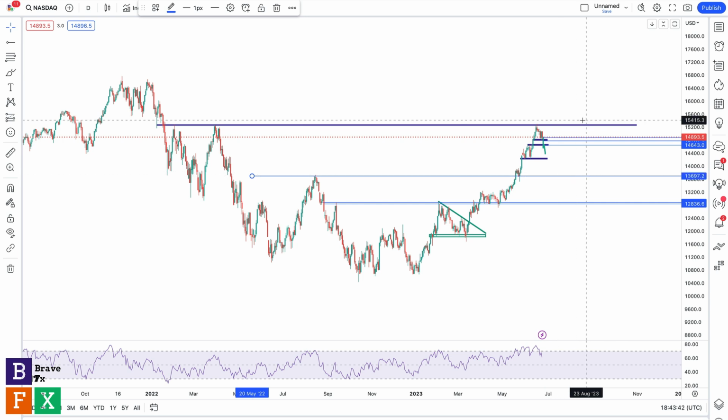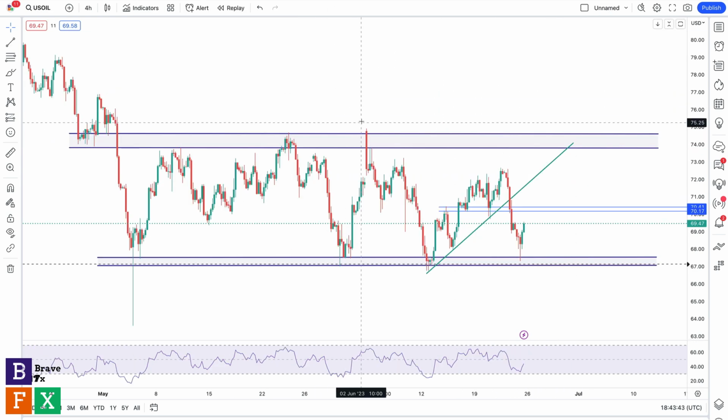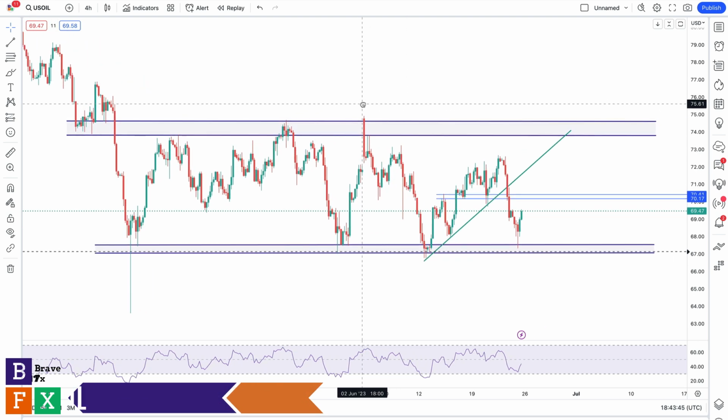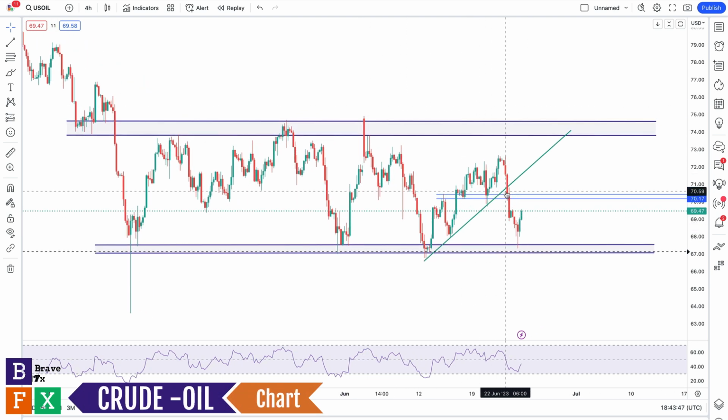So that's it briefly for Nasdaq. Moving on, we're going to talk about crude oil real quick. Crude oil, we talked about this last week, and I went short when we took out this trend line in continuation of this bearish trend.